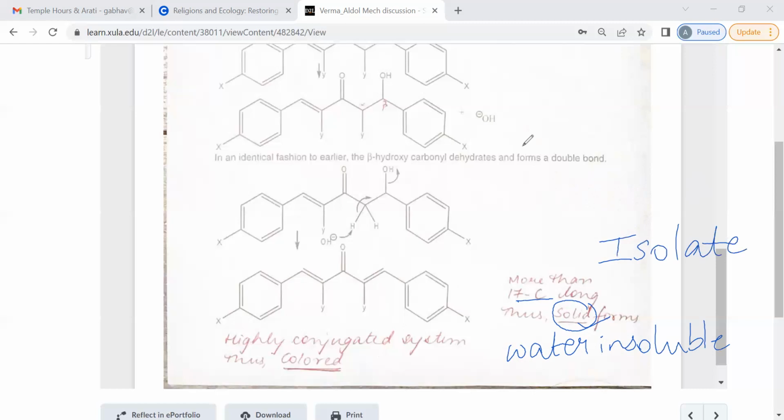Another thing, because of its high conjugation, this product will be a colored product. So the more pi electrons there are, the more pi electrons that can delocalize from one end to the other, the more conjugation there is, the more colored or deeper color that material gets.